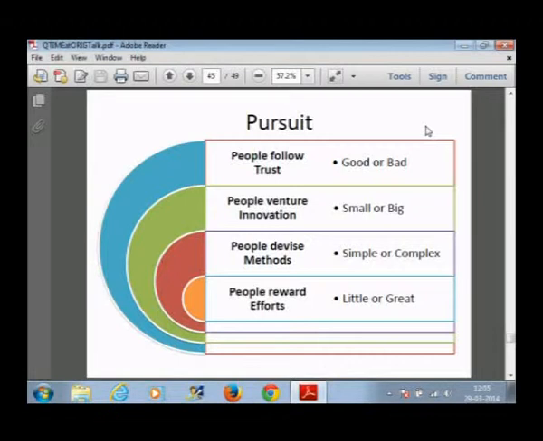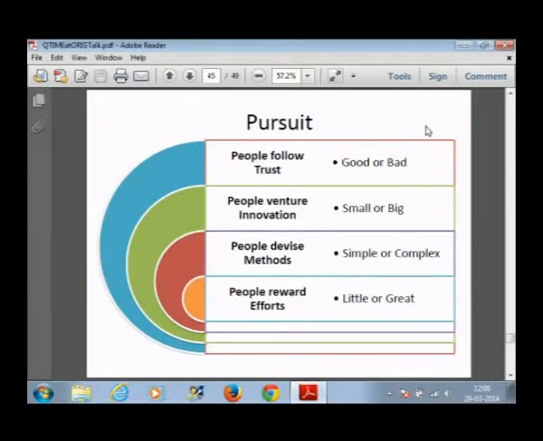People venture innovation. They want to really do something, whether it is small or big, they want to do it. That innovation mindset we have to create. And people devise methods to conquer anything that comes across in front of them as an obstacle. However simple or however complex the method they devise, that is there in their nature. So we need to promote the creation of those methods depending on the time they are in.